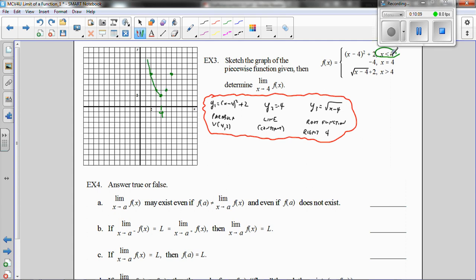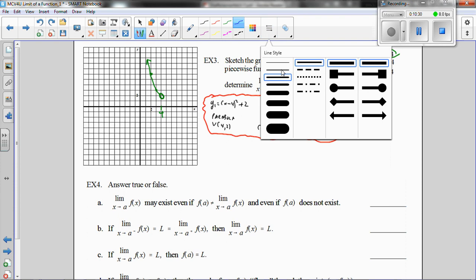And notice, less than 4 means that I should have not counted that point. It means anything that's on the left of there, but not including that one. That should be an open circle because I don't want to include 4 in this chunk of the graph. Notice for the second part, this part here, should I do it in blue? Yes, I should do it in blue.